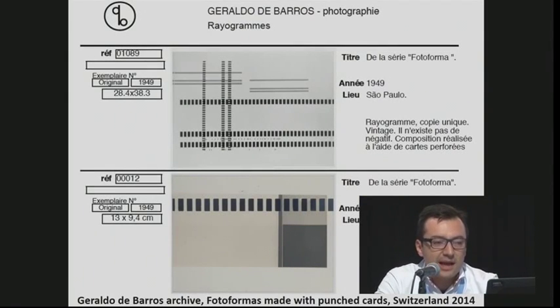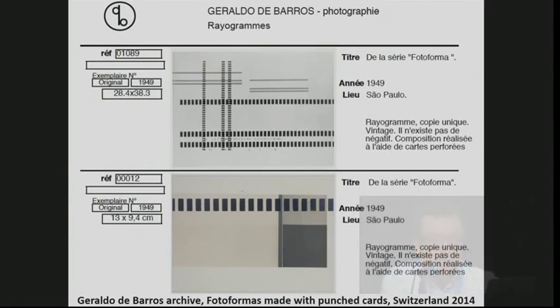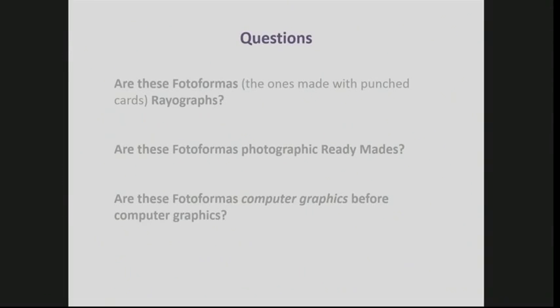But there's more, of course. I had the opportunity to get the information from the archives in Switzerland, and I could see that they eventually, for instance, to classify these images, used the word radiogram in French or radiograph in English. So there are many questions. I will share some of them with you, right? So the first question is, are these photo formats, the ones made with punch cards, radiographs? Are these photo formats, this photographic, ready-made eventually? Are these photo formats computer graphics before computer graphics? That's one thing that intrigues me.